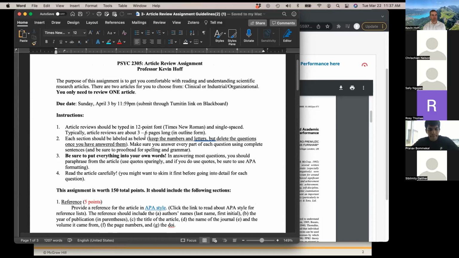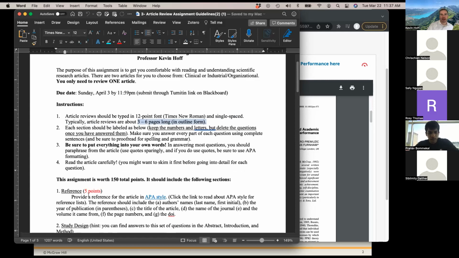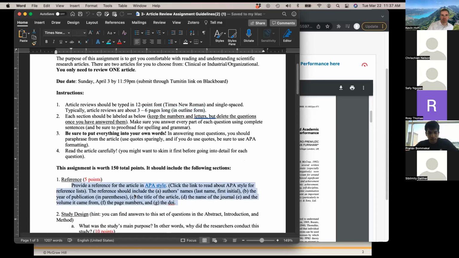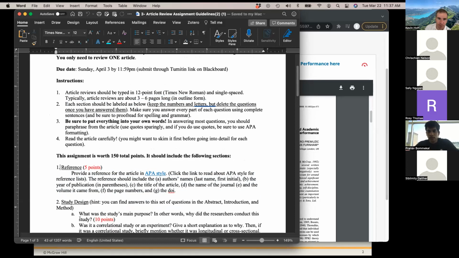But basically, you can turn in this document, just save a new version of it with your name or something. Probably most people's total reviews will be somewhere between 3 to 6 pages. And that's after you've deleted each of the question stems. So what I said to do here for this second point is that each section should be labeled as below. So don't delete these numbers and the letters too. Otherwise we'll have a really hard time grading.